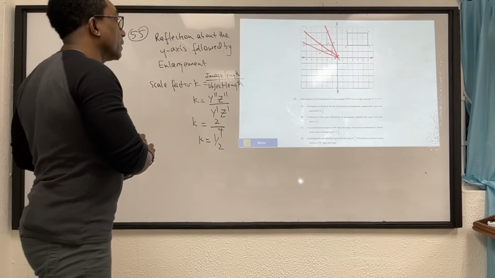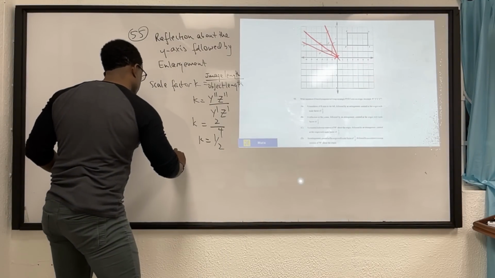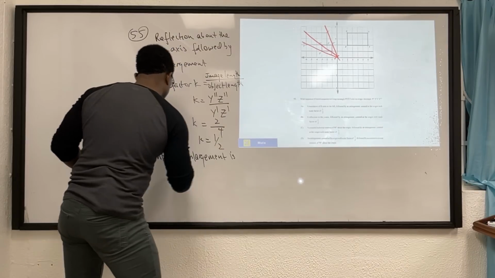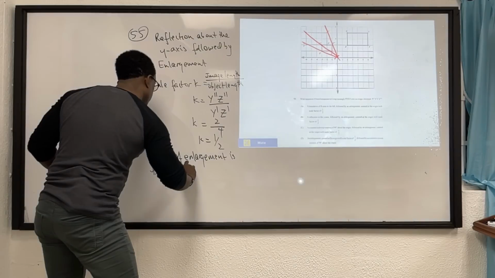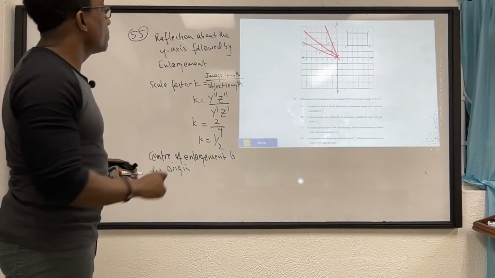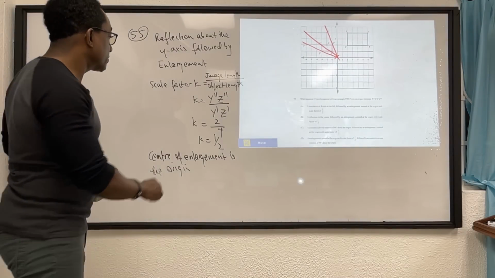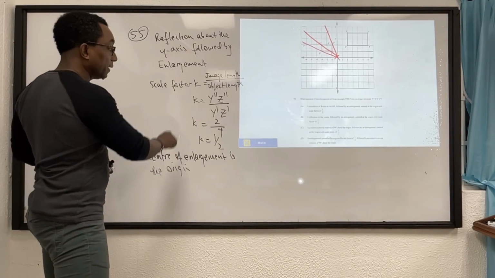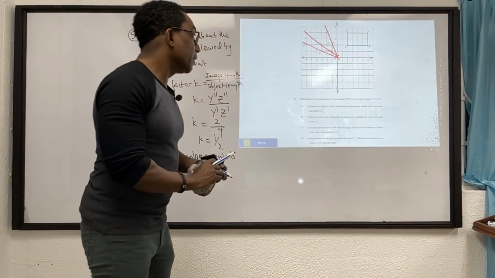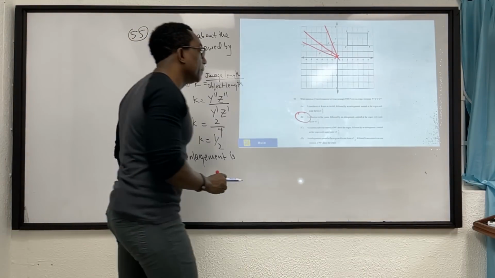So we can state here that our center of enlargement is the origin. So our answer for this question will be a reflection about the y-axis followed by an enlargement of scale factor k equal to a half, with the center of enlargement at the origin. And therefore, we can see that this answer will be B.